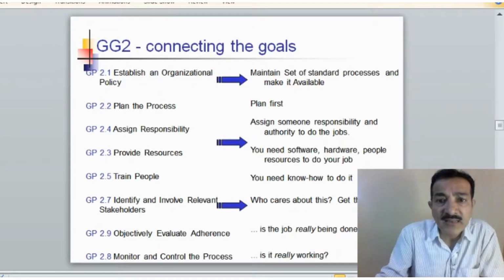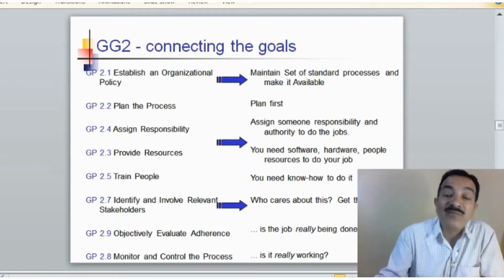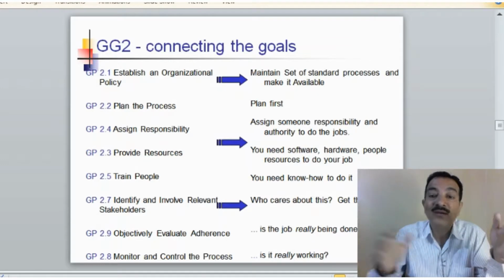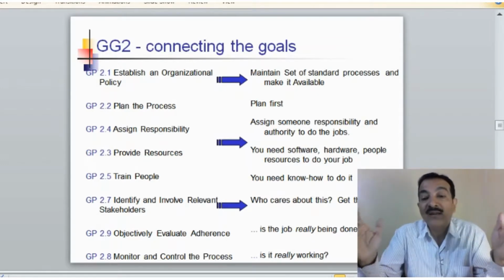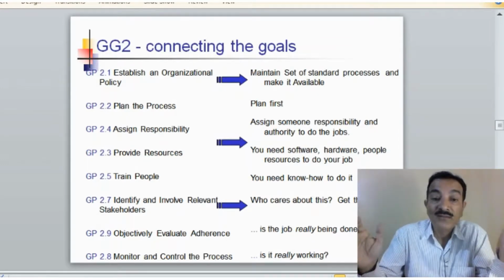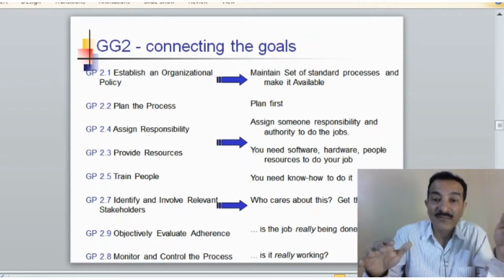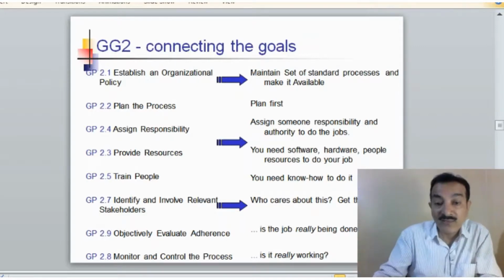Now basically connecting the goal. What is exactly establish an organizational policy? Here you are maintaining the set of standard processes and making them available for everyone. Plan the process means you are planning. Assign responsibility, so you are assigning an authority to someone to do the job. You are providing the resources like hardware and software. You are training the people, identifying relevant stakeholders, etc.